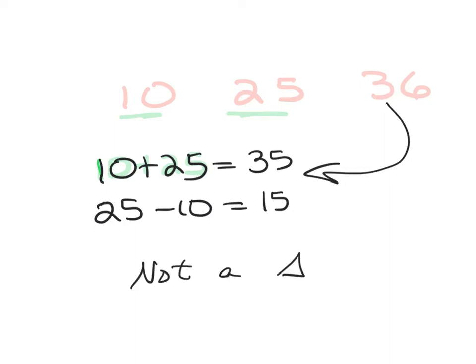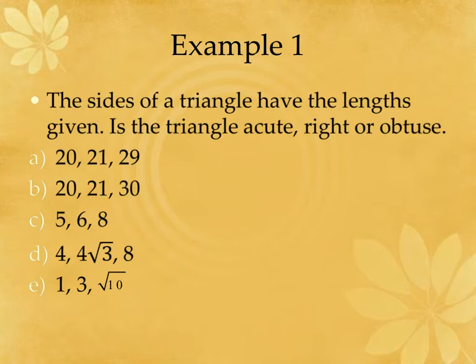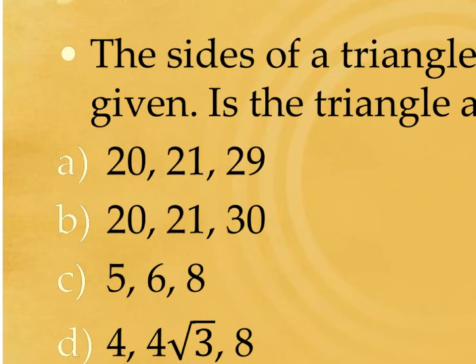So what you're going to need to do when you take the quiz is first check to see if the side lengths will even form a triangle. If they don't, you just put not a triangle. If they do, and this is what we're going to do on the next slide, we're going to test them out. Let's try it. So if I do that check first on these, what is 20 plus 21? And what is 21 minus 20? Okay, is 29 in between 1 and 41? Yes. So these three numbers will form a triangle.